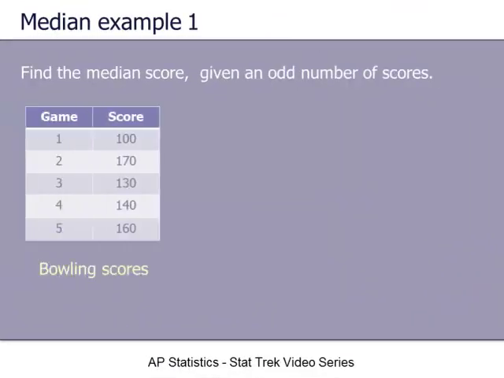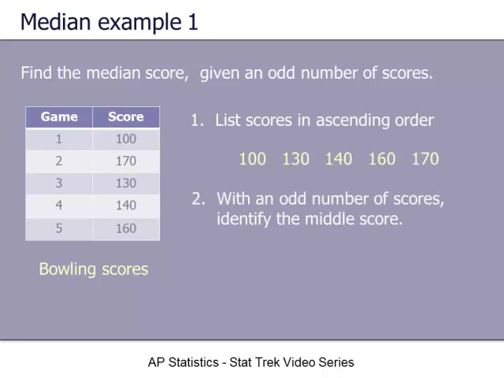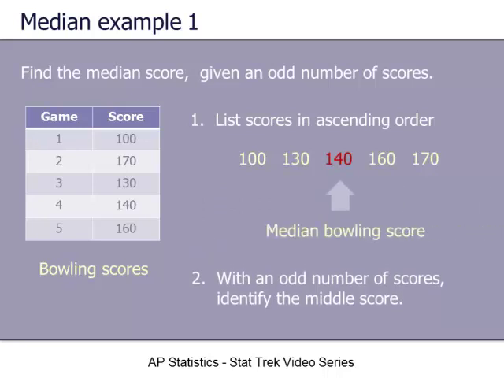Let's find the median score from a set of 5 bowling scores. Step 1 is list the scores in order from smallest to largest. Then, with an odd number of scores, identify the middle score. And we see that the median bowling score, shown in red, is 140.